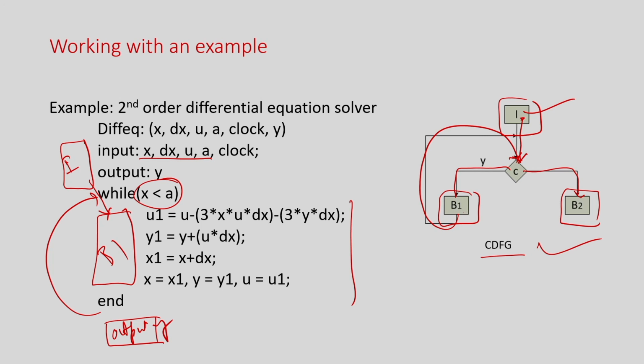So, this gives me the idea how many basic blocks are there, what is the control flow, and within the basic block what are the operations available and what is the dependency among them. Dependency in terms of read after write, right. So, the read after write dependencies.